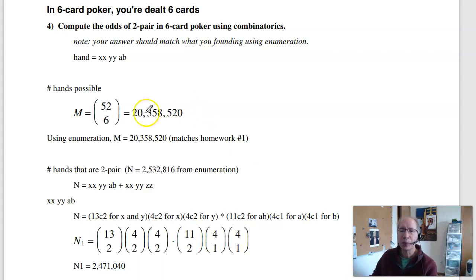For 6-card poker, I want to have the hand of XX, YY, AB, and actually 2 combinations. It can be this combination or this one. I've actually got 3 pair. Take the best 5, it's actually 2 pair. From enumeration, I know what the answer is. It should be 20,358,520. So if I do the calculations right, I should get the same answer.